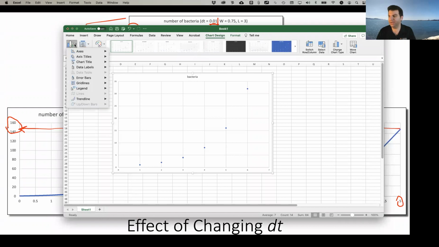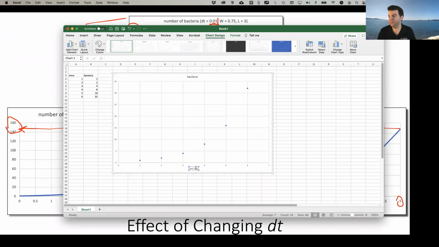Like I can say add chart element. And if I want, for example, I could add an axis title. And so I can say primary horizontal, and I could put time in there. And I can then go back to the home ribbon to change the font and things like that. And so if you want to add anything, go to this guy and you can find all the stuff you want to add.